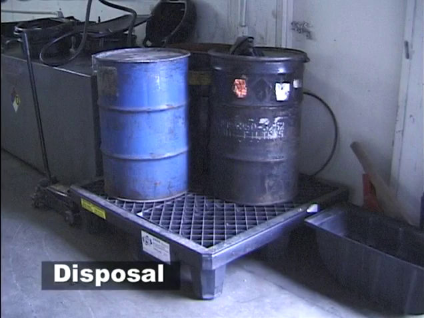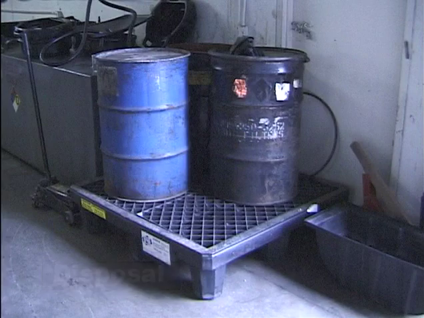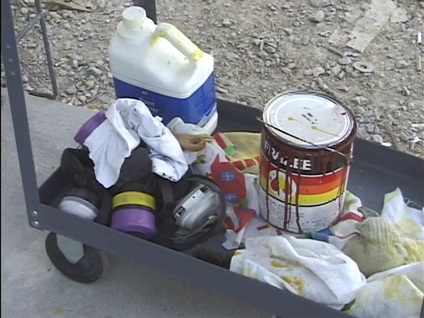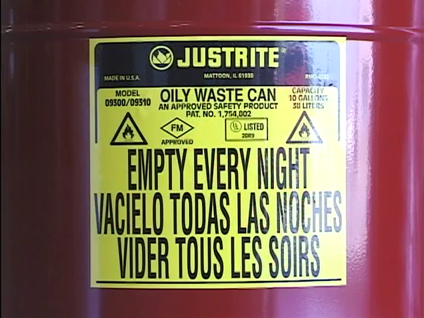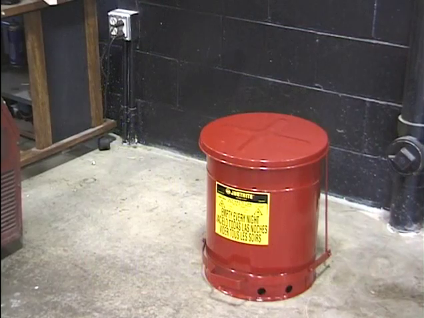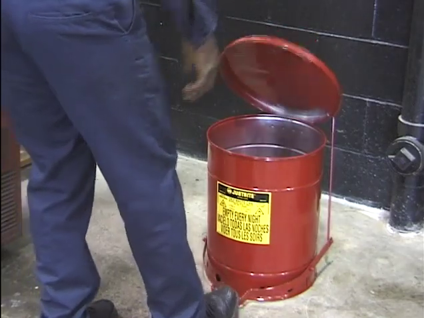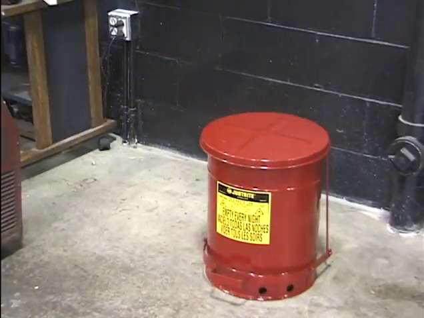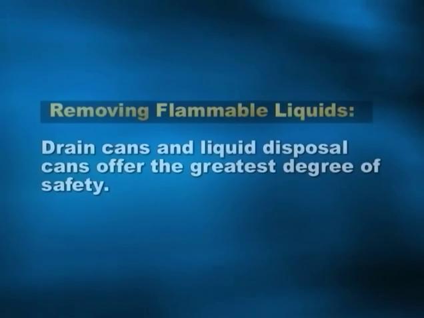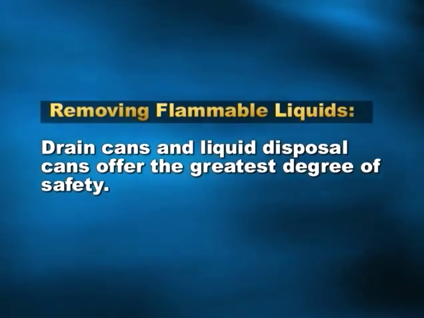Disposing of waste flammable liquids requires as much caution in handling as do any of the other stages. Oily solvent-soaked rags can easily start a fire through spontaneous combustion. To prevent this, specially designed waste cans should always be used for temporary storage. These cans can have spring-loaded lids and a raised bottom with vent holes to dispense heat. For removing flammable liquids from the workstation for disposal, drain cans and liquid disposal cans offer the greatest degree of safety.